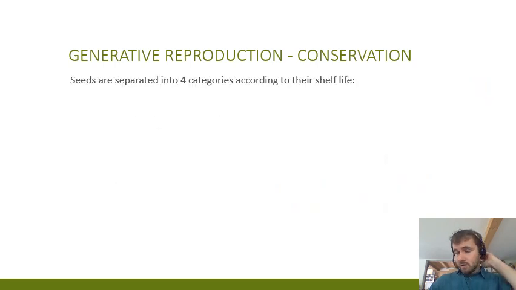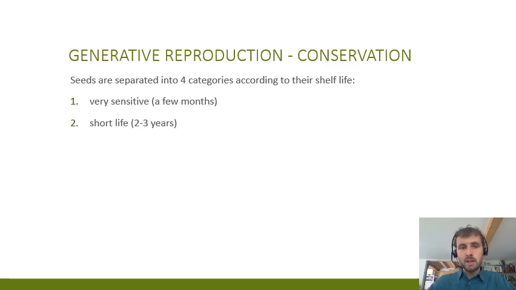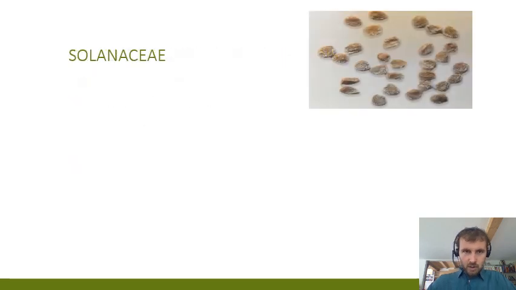We categorize the seeds in four categories depending on the shelf life. So you have very sensitive seeds that only have a shelf life of a few months, short life 2 to 3 years, medium life 4 to 5, and long life more than 5 years. So now the idea is to look at the different families and to see the properties of the different seeds of the family.